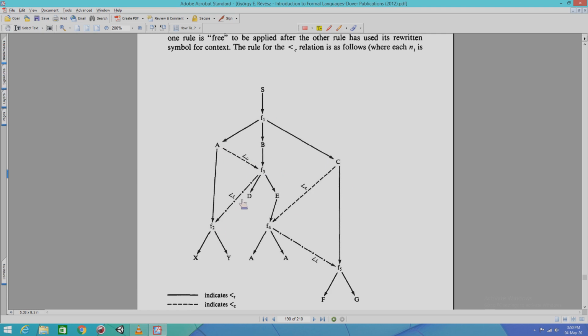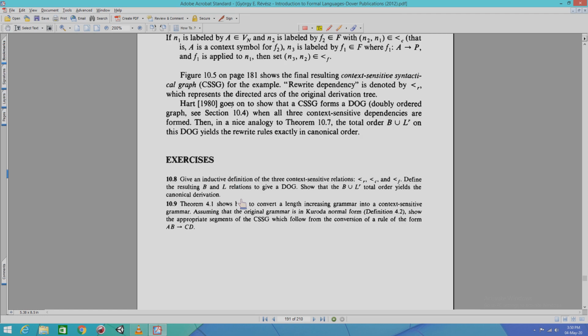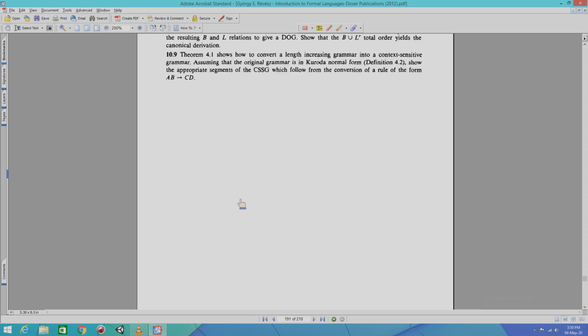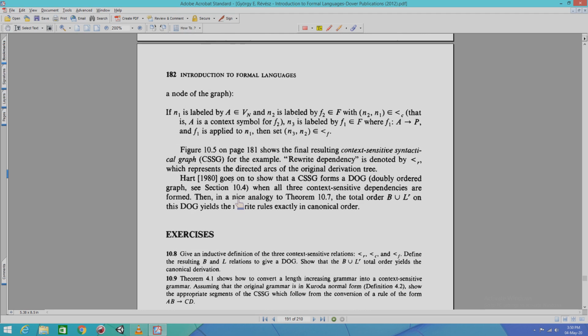So this is a complete graph in which thick edges show exact replacement. For example, we used AB, and we replaced AB with ADE. But B was exactly, absolutely changed with DE. A was unchanged. So thick edges indicate exact replacement, and dotted edges indicate sensitivity, C meaning context sensitivity.